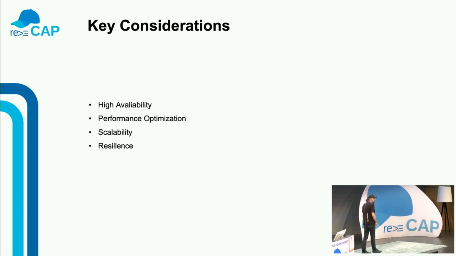And also, we need to think about the performance optimization, scalability, and resilience. Even if we develop a very simple CAP application, we need to think about lots of different services. Even though we are developers and maybe we are not managing these parts, we need to always think about these parts, and we want to ensure that everything is going fine.